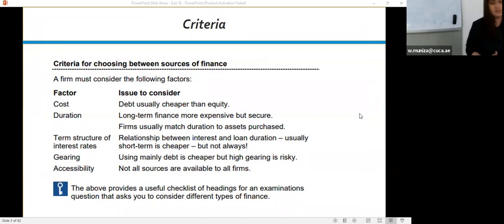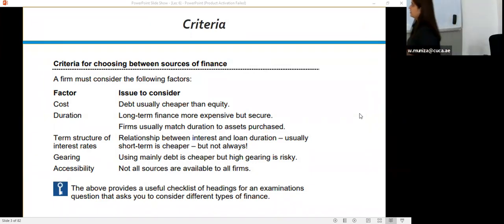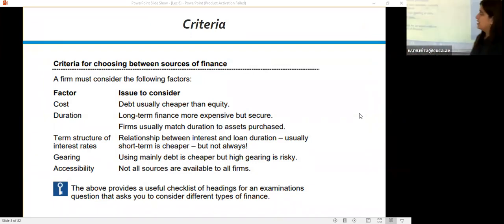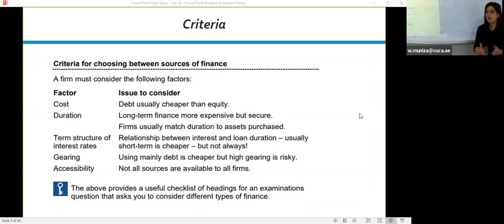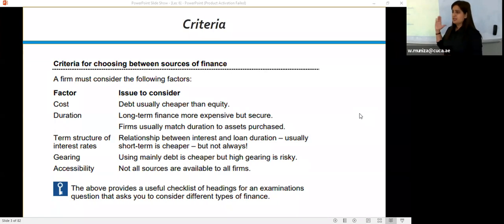Now, my dear students, we are going to first see the criteria for choosing between different sources of finance. Organizations do have different sources of finance in front of them. They have a choice to finance the organization by using different sources. So which criteria do they actually use in order to select between the finances?